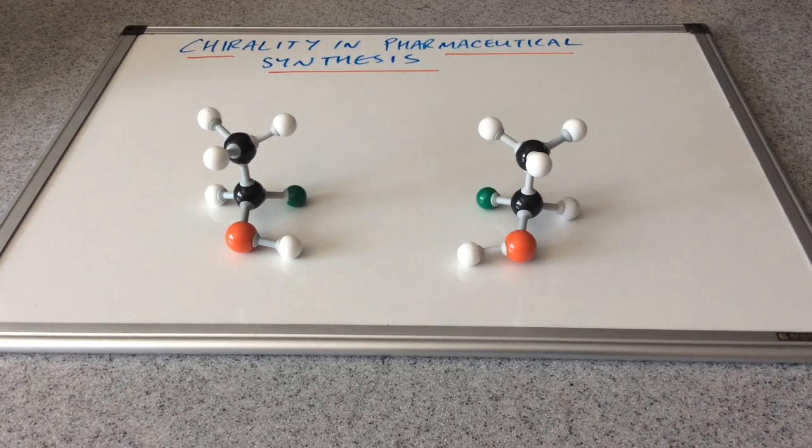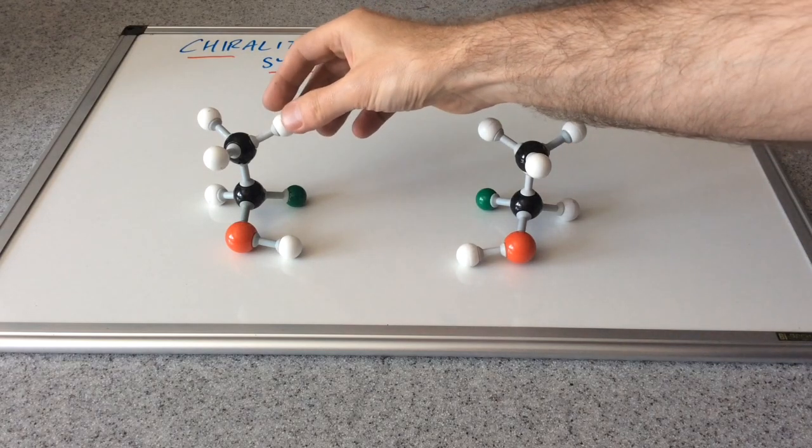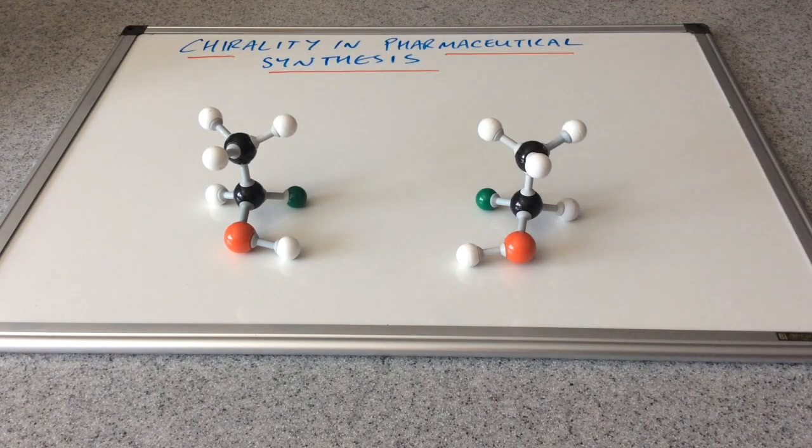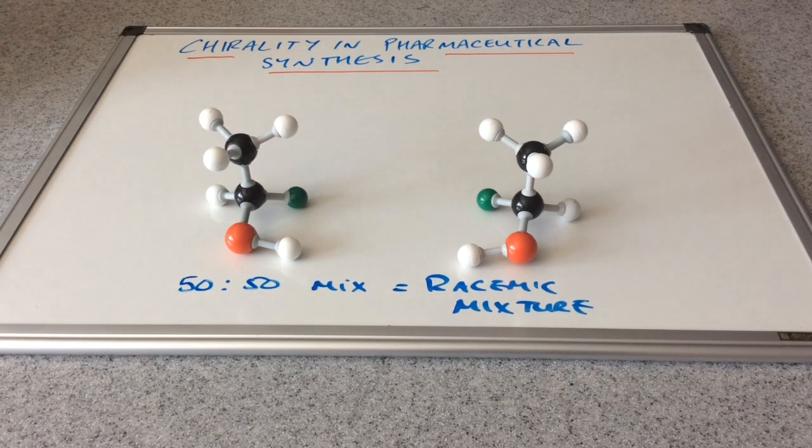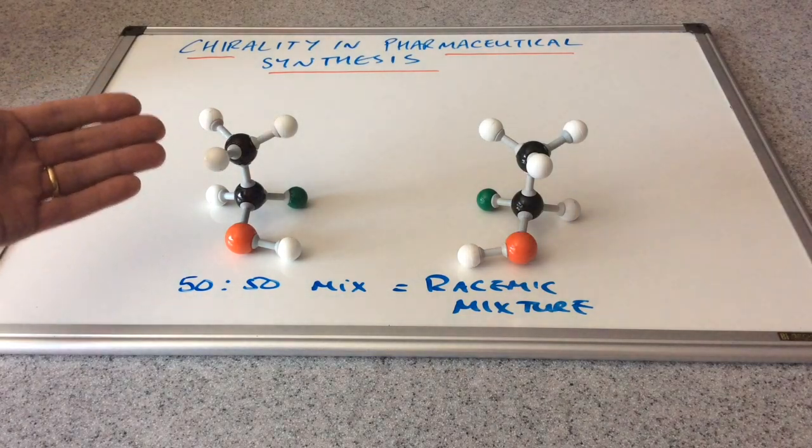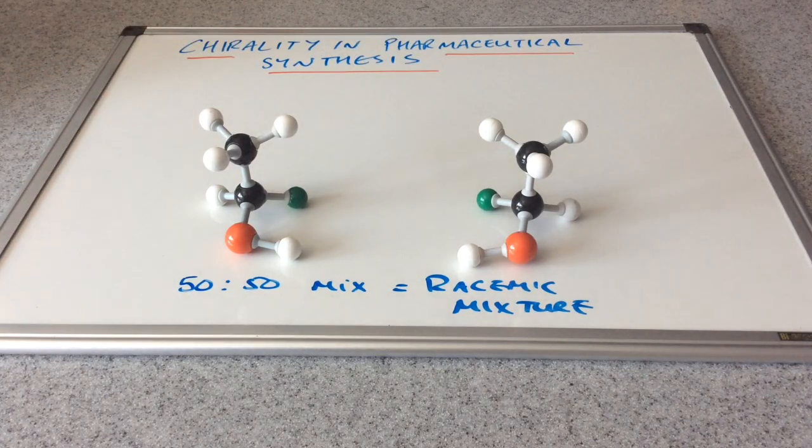In this video, I'm going to look at the importance of chirality in pharmaceutical synthesis. When pharmaceutical companies synthesize molecules for drugs in the lab, it's possible for them to make both forms of the molecule, both of the optical isomers. Often both of the isomers are made in equal quantities, so a 50-50 mix is known as a racemic mixture, and you would refer to each of the isomers as racemates.